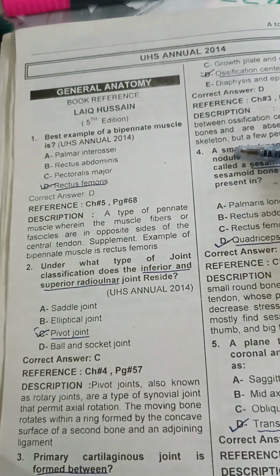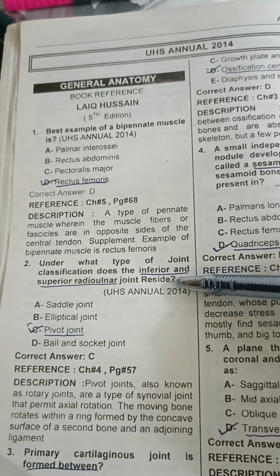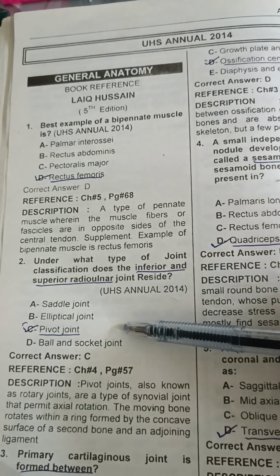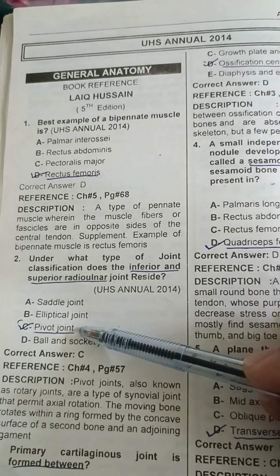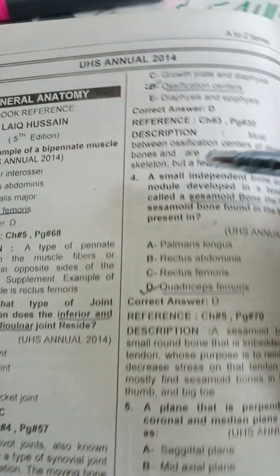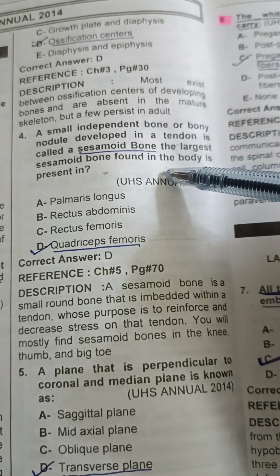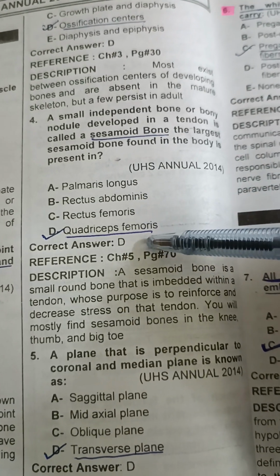Best example of bipinnate muscle is rectus femoris. Inferior and superior radioulnar joint are what type of classification in joints? Pivot joint. Primary cartilaginous joint is formed between the ossification centers. The largest sesamoid bone is the patella, in the quadriceps femoris tendon.